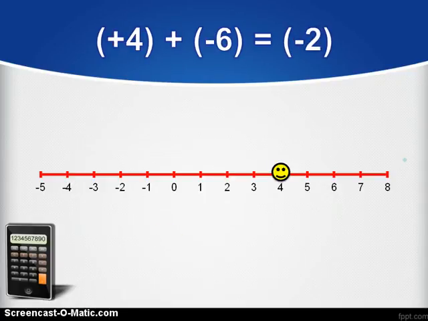Now let's have this example. If we have positive 4 and we should add a negative 6, we have to start at positive 4. Then we have to move 6 places to the left since our next sign is negative. So the answer will be negative 2.